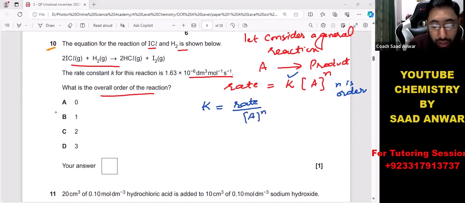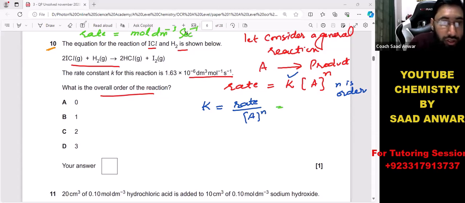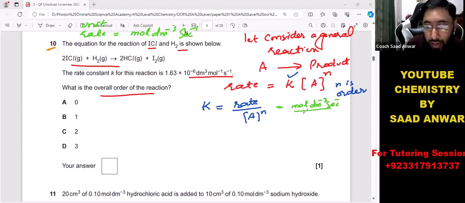So guys, you know generally the rate of reaction is equals to moles per cubic decimeter per second. This is the unit of rate of reaction. So here this will be equals to mole per cubic decimeter per second. And A is the concentration.